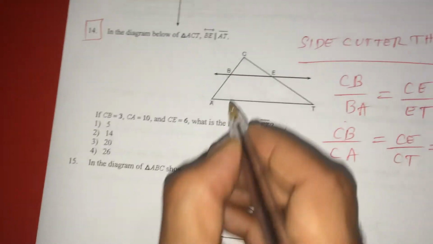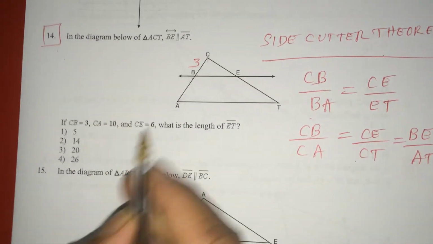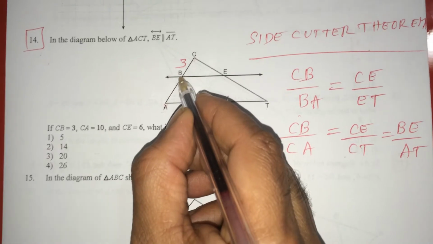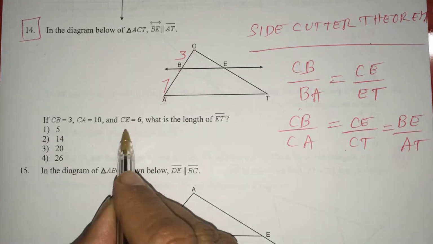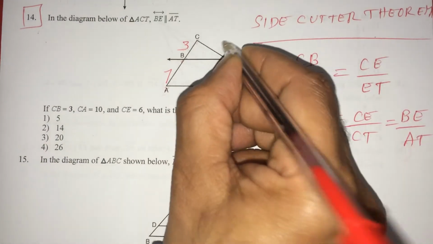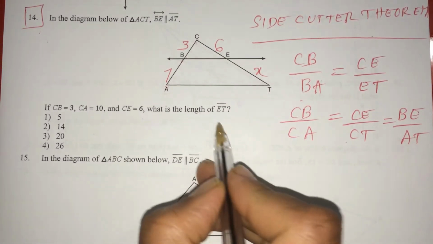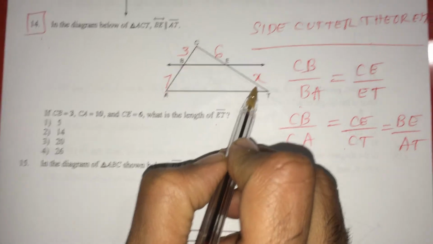Now if you apply this for this problem, you see CB is given as 3 and CA in total is 10. If the total is 10 and up to here it is 3, then this must be 7, and CE is given as 6. Therefore, what is the length of ET, he is saying. Since I don't know, I am taking it as X.